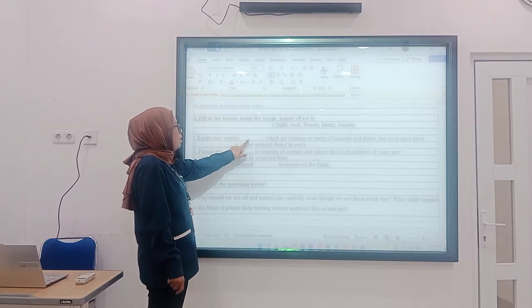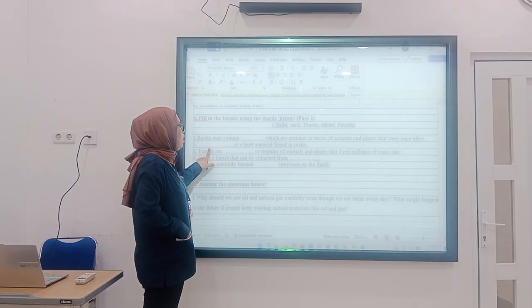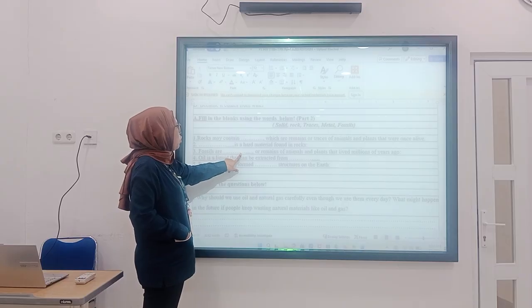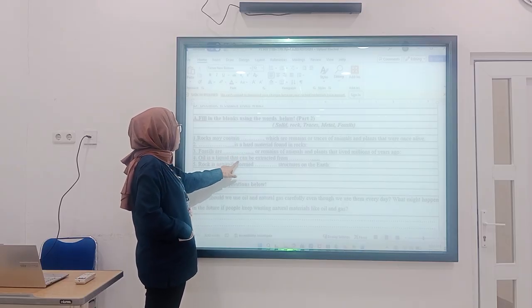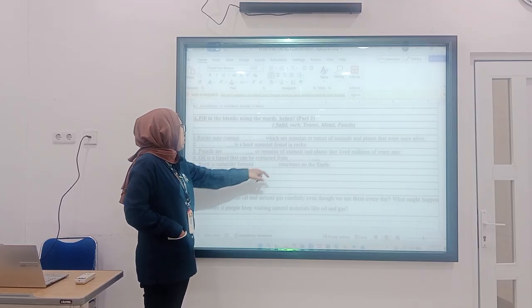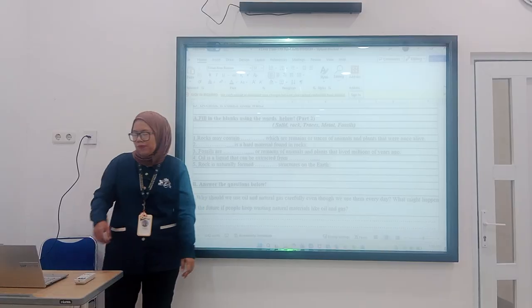Rocks may contain fossils, metals, and trace elements, and oil is a liquid that can be extracted from rock. Rock is a naturally formed solid structure on Earth.